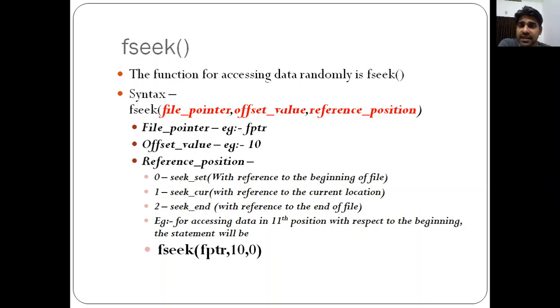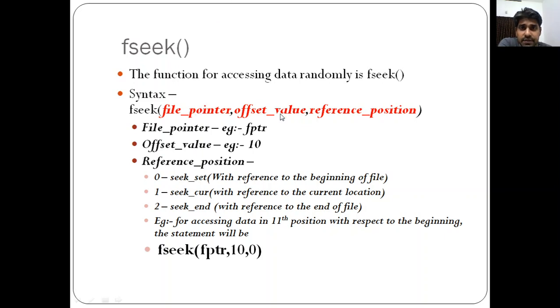The first one is fseek. This function is for accessing data randomly. The syntax is given here: fseek, file pointer (fptr or something), offset value, and reference position. You should be very careful while you are doing fseek. There are 3 parameters. In the case of fwrite and fread, we were having 4 parameters. Here there are 3 parameters. The first one is the pointer, so fptr.